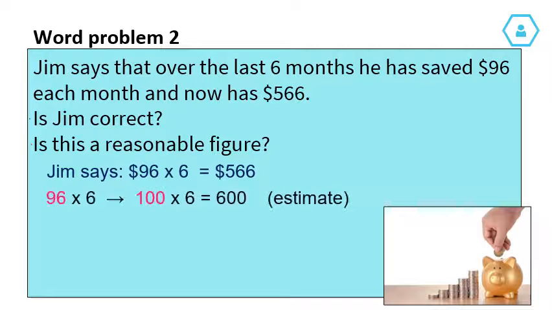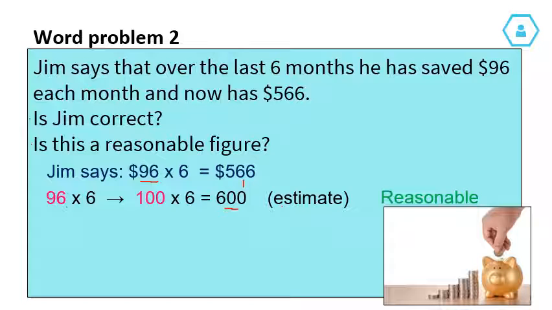To do this, we're going to round the first multiple, which is 96. We're going to round it up to 100 because 96 is the nearest tens place. 6 goes up to 10, so we go up to 100. 100 times 6 is 600, so this is our estimate. These two are fairly close. They're not off by 100, they're only off by 44. There's only a difference of 44. I'm going to say this is a reasonable figure. Is it correct? Well, we'll just have to wait and see.